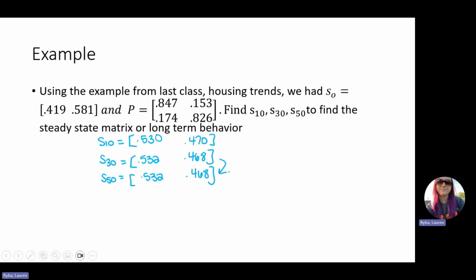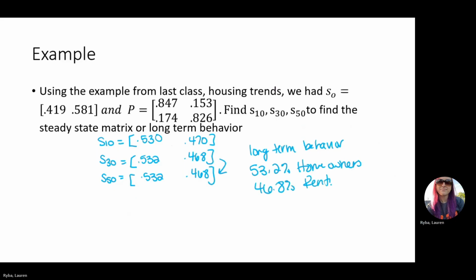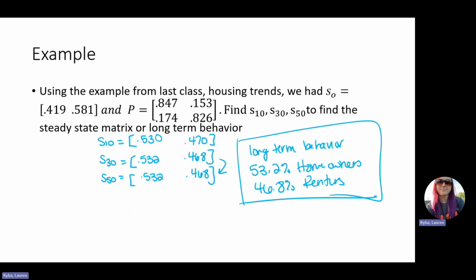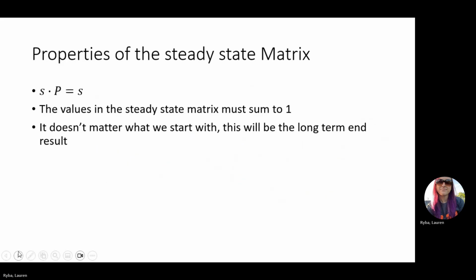So because there is no change between these last two here, this is the long-term behavior, where 53.2% will be homeowners and 46.8% renters. That is what we are going to work with today, determining what that steady state or long-term behavior result is.